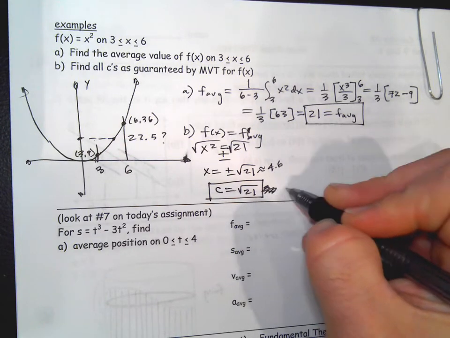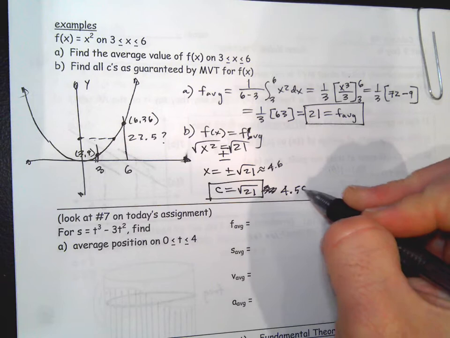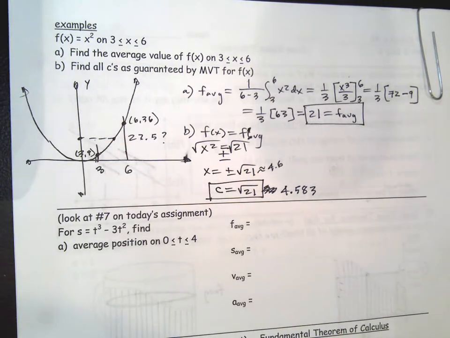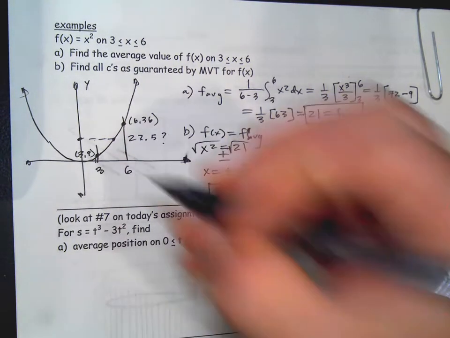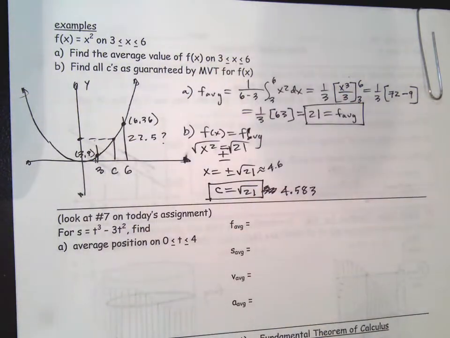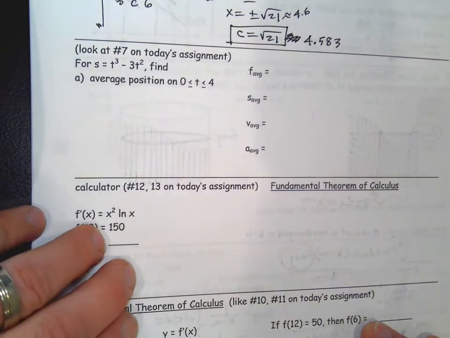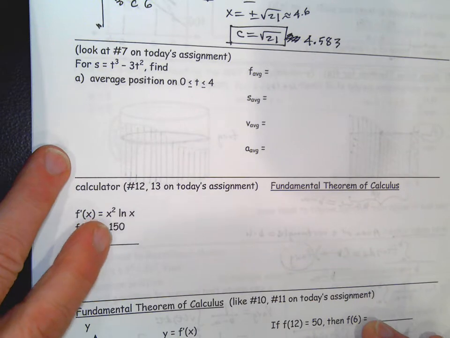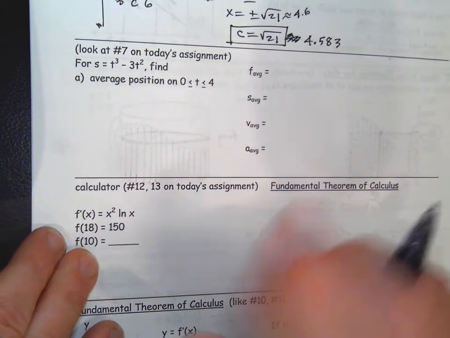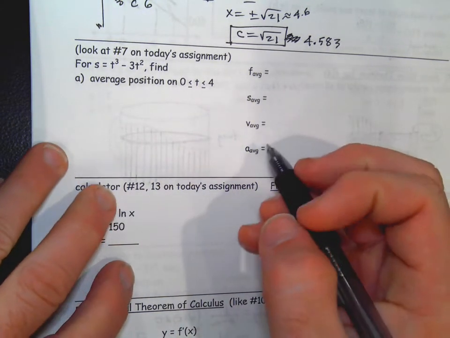Right? The calculator says it's 4.583. 4.6 is a pretty good answer. So that's the idea. Okay. On today's assignment, number 7, this is the problem, or this might help you on that problem.